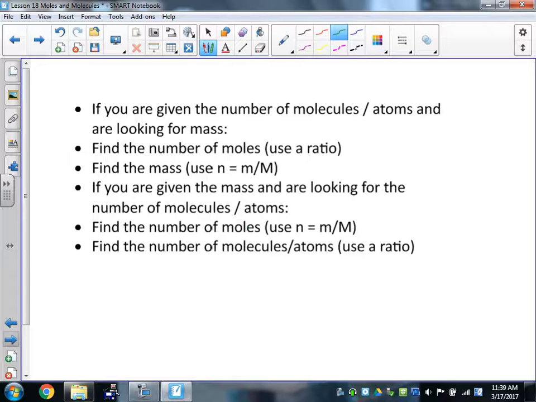If you're given the number of molecules or atoms and are looking for the mass, you're going to find the number of moles, use a ratio. Then find the mass, you're going to use n equals little m over big M. You can write that down there. I think you need to write these two parts in here. If you're given the mass, then we're going to use the number of moles, and then we're going to find the number of molecules or atoms, use a ratio.